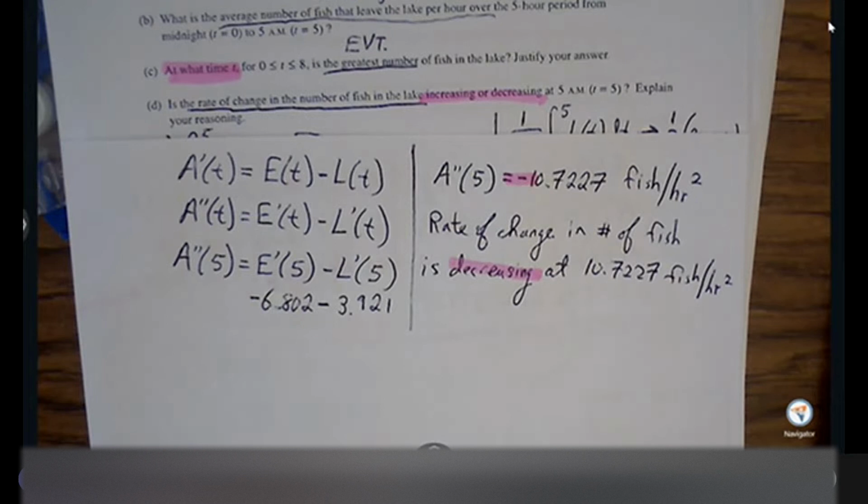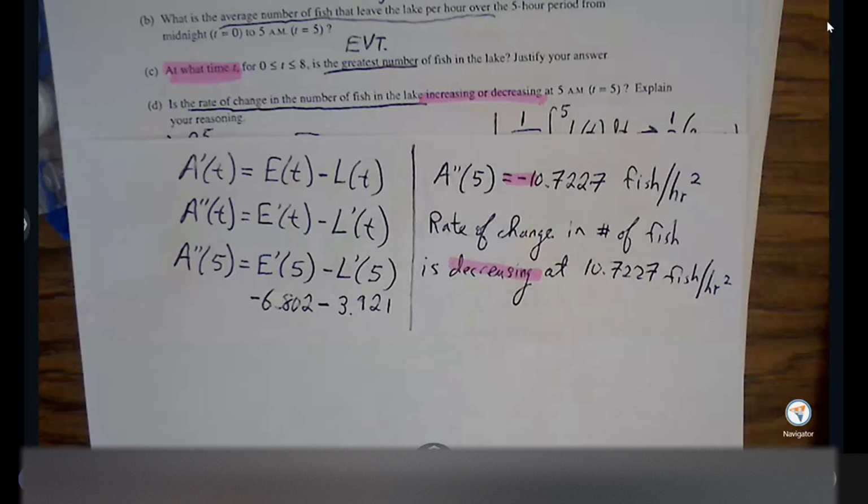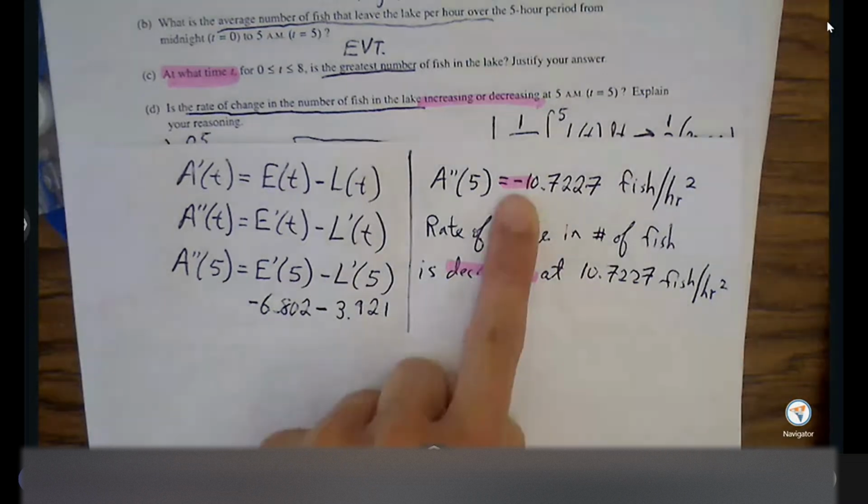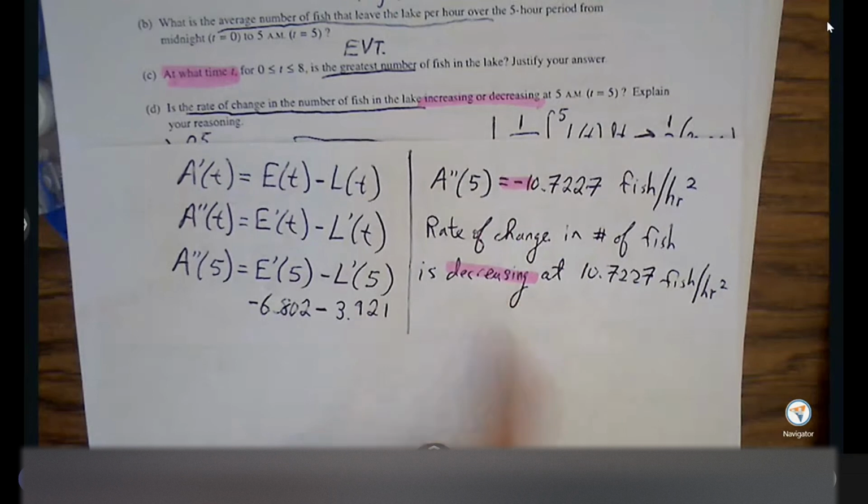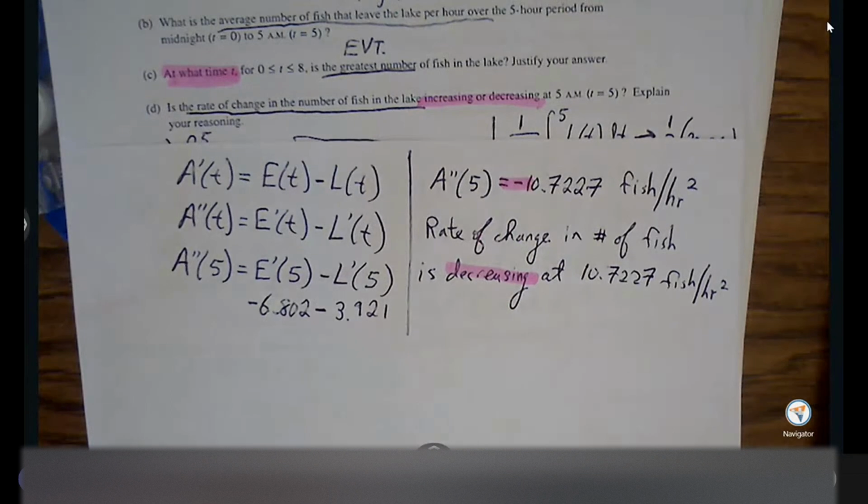Okay, any questions there? Say because it's less than 0 or something. Oh, say because what? Because it's less than 0. You can. I think the negative already indicates that it's decreasing, so it wouldn't be wrong if you said less than 0 though.